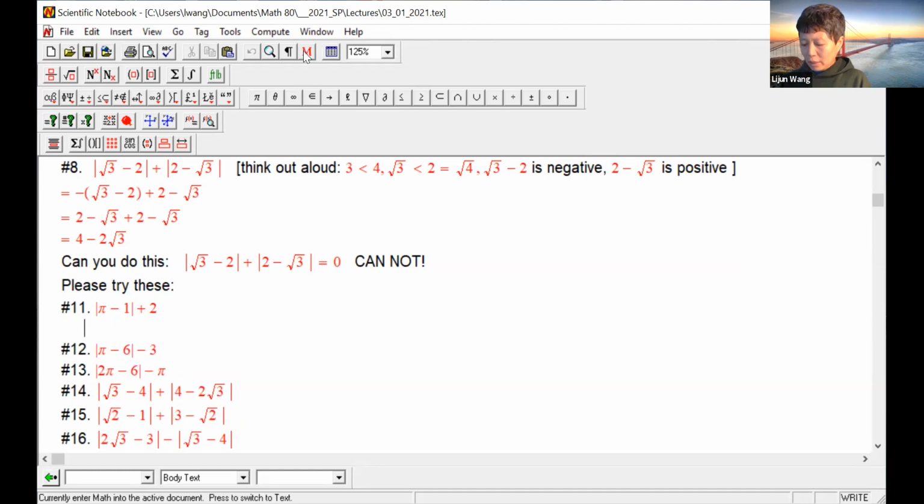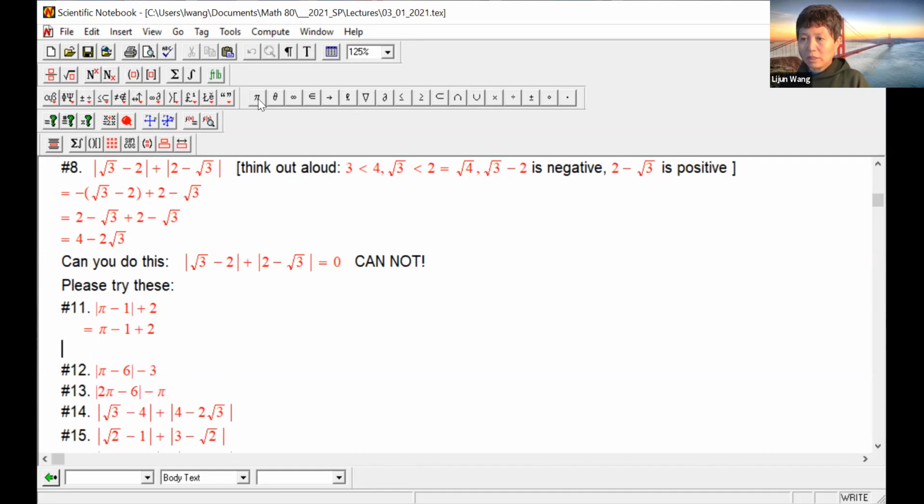The absolute value of pi minus 1. Pi is larger than 3, right? So pi minus 1 is positive. The absolute value of a positive number is the same as the number. So it's going to be the same as pi minus 1 plus 2. So in the end, the answer would be pi plus 1. Okay, pi plus 1. How about number 12?